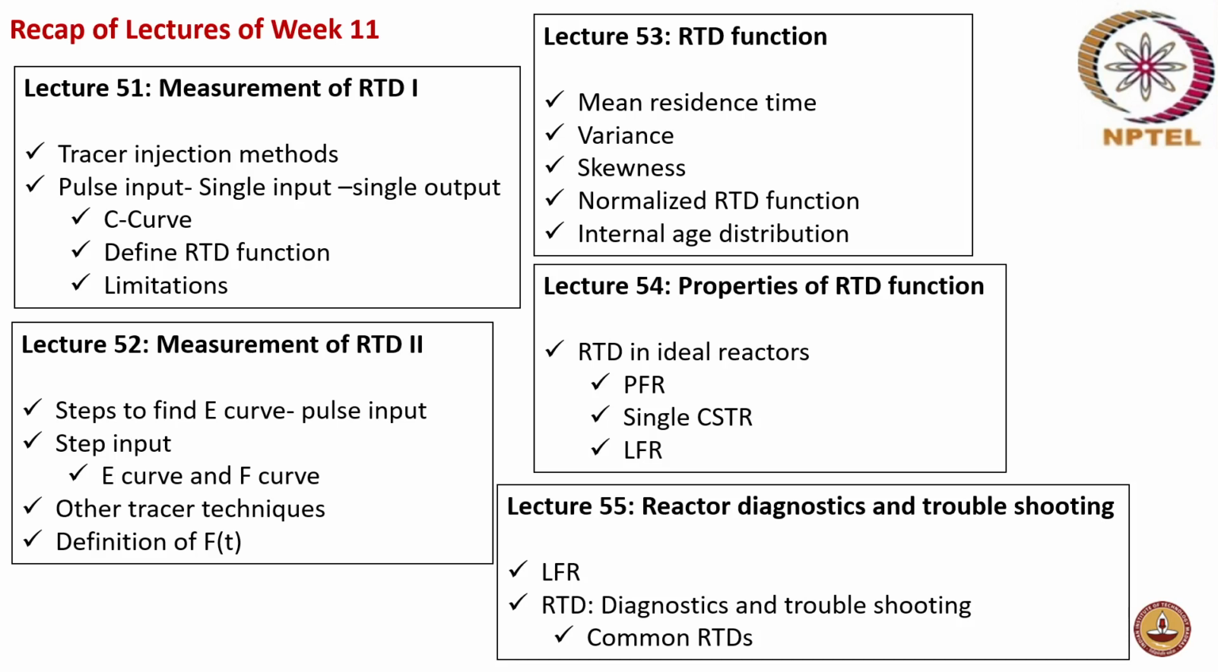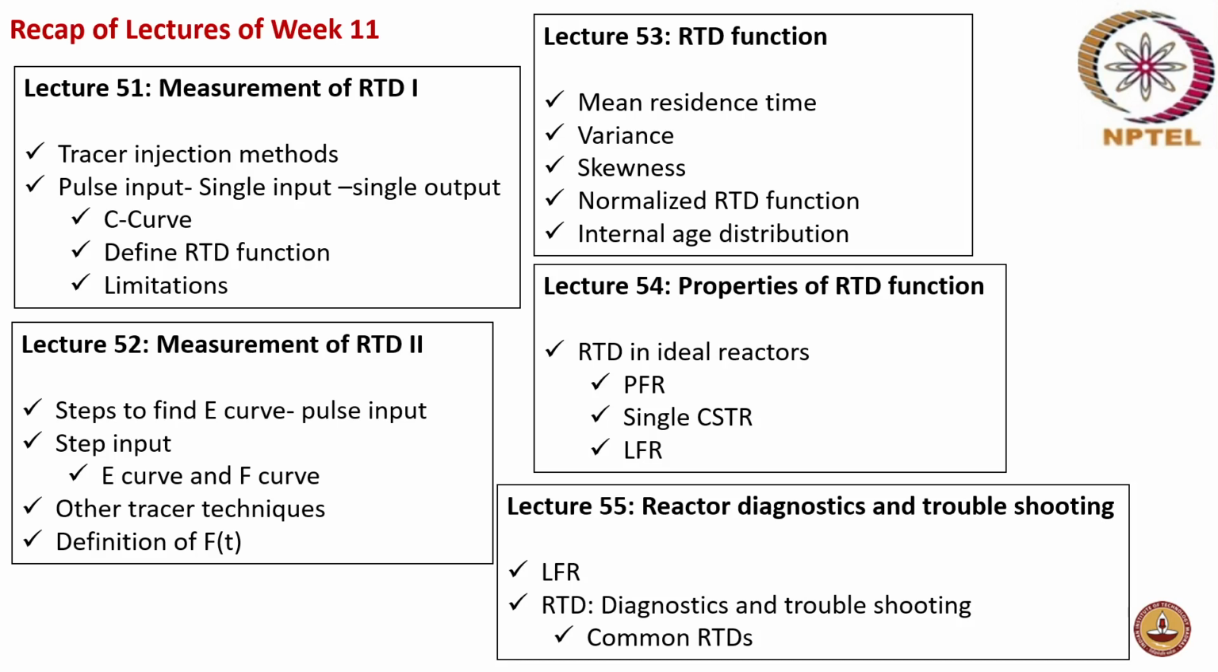And then the definition of F of t, which is the cumulative function. F of t gives the fraction of effluent that resided in the vessel for time less than t. The expression is given by the integral from 0 to t of E of t dt, where E of t is nothing but your residence time distribution or your E curve.